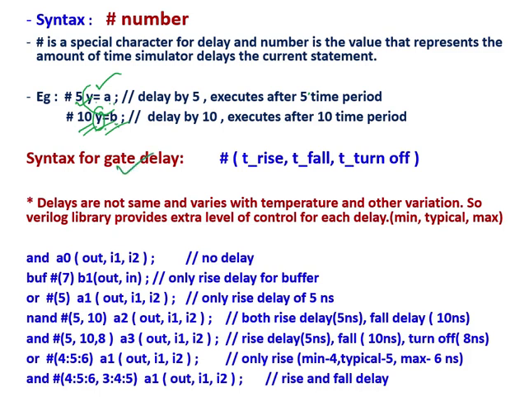Okay, this is the syntax for normal delay: hash and how much time you want to give, so 5, 10, 20, 30, 100. Okay, as per your wish or as per your design demands.